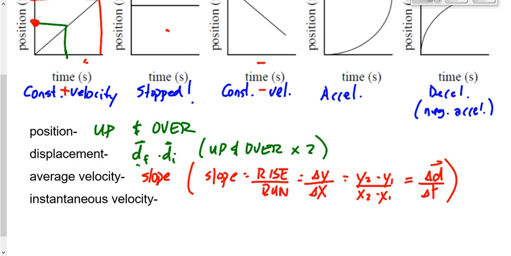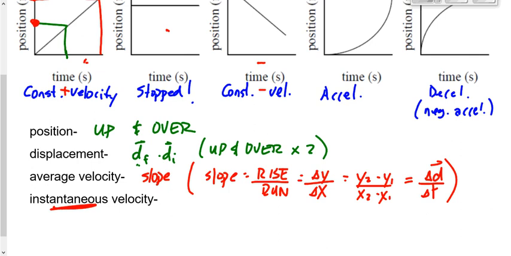What does the word instantaneous mean? Yeah, at a specific point, right? What's the instantaneous time right now? It's 9:24. That's not the interval of time. That's what time it is at this moment. You want to find the instantaneous velocity, the velocity at one moment in time.